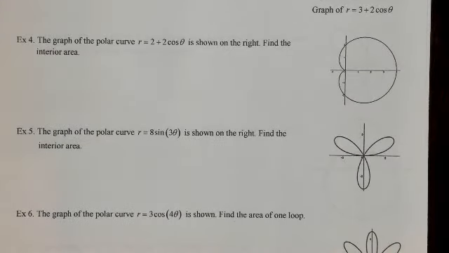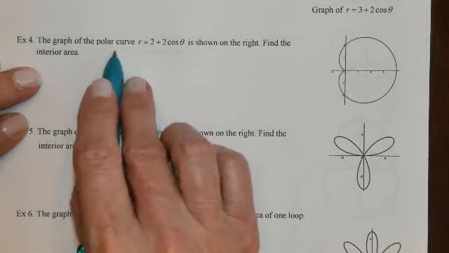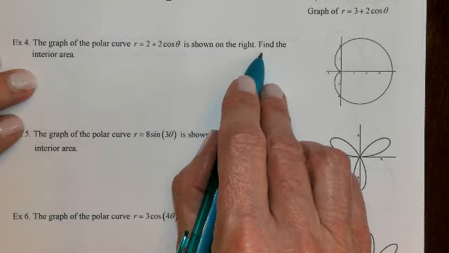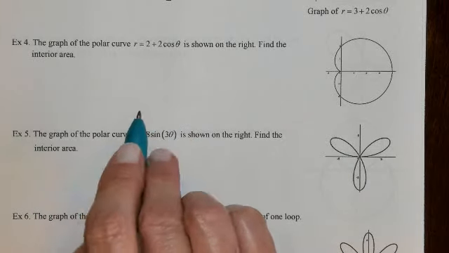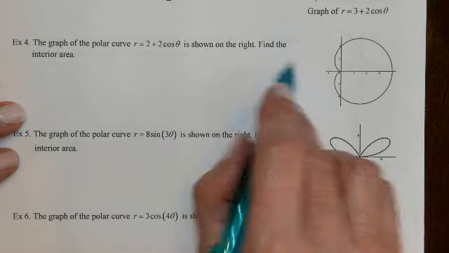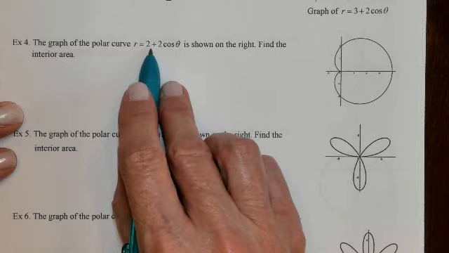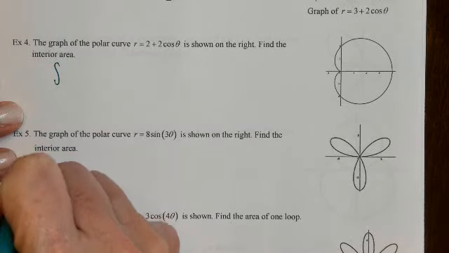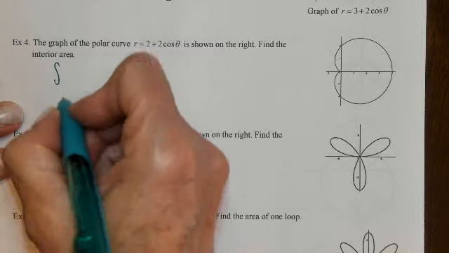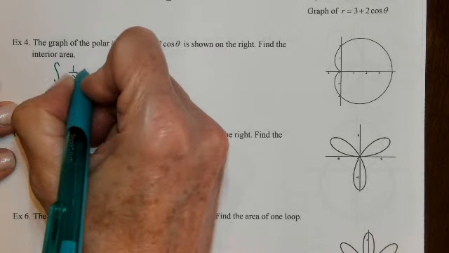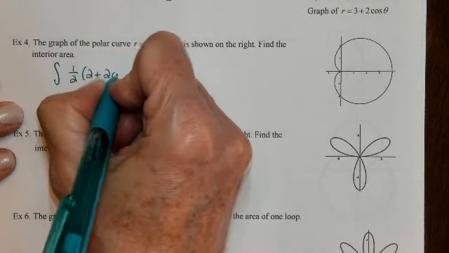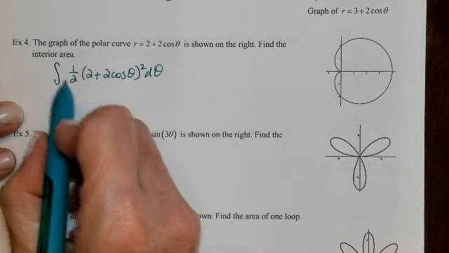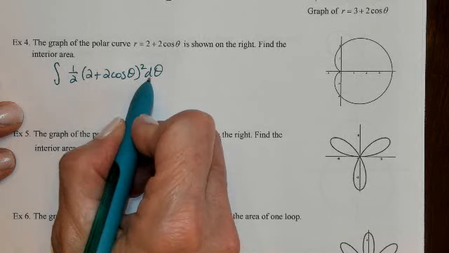So example 4. The graph of the polar curve r = 2 + 2 cosine theta is shown on the right. Find the interior area. Okay, find the interior area. It's a cardioid. So we can just go straight to the integral. The area formula is 1/2 r squared d theta. So 1/2 r squared d theta.